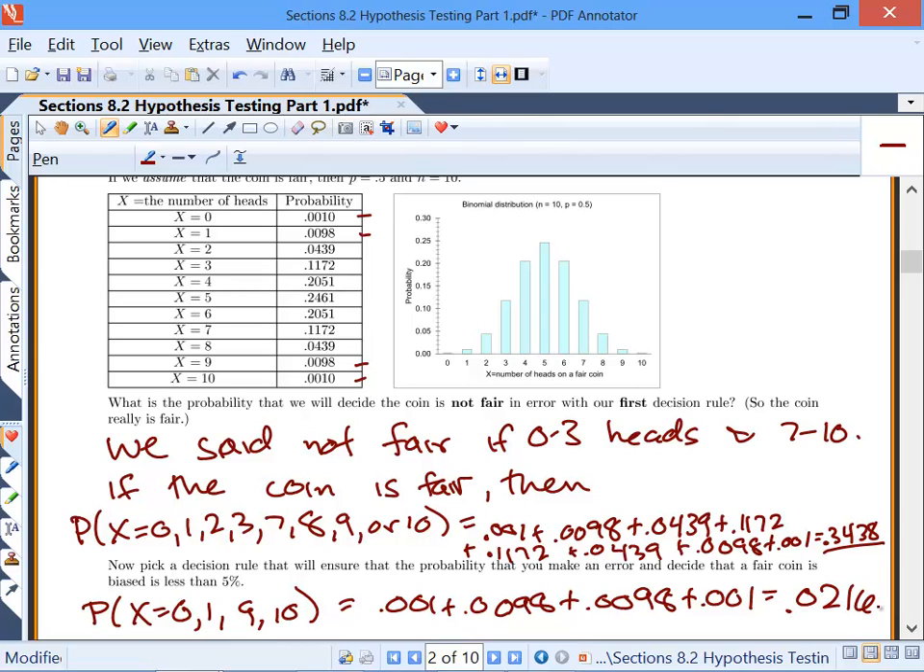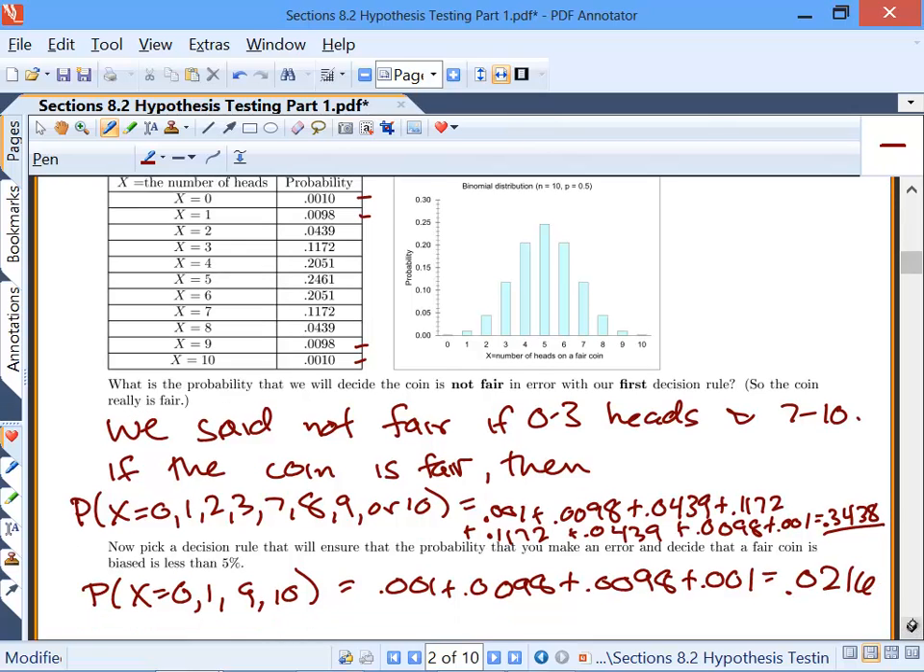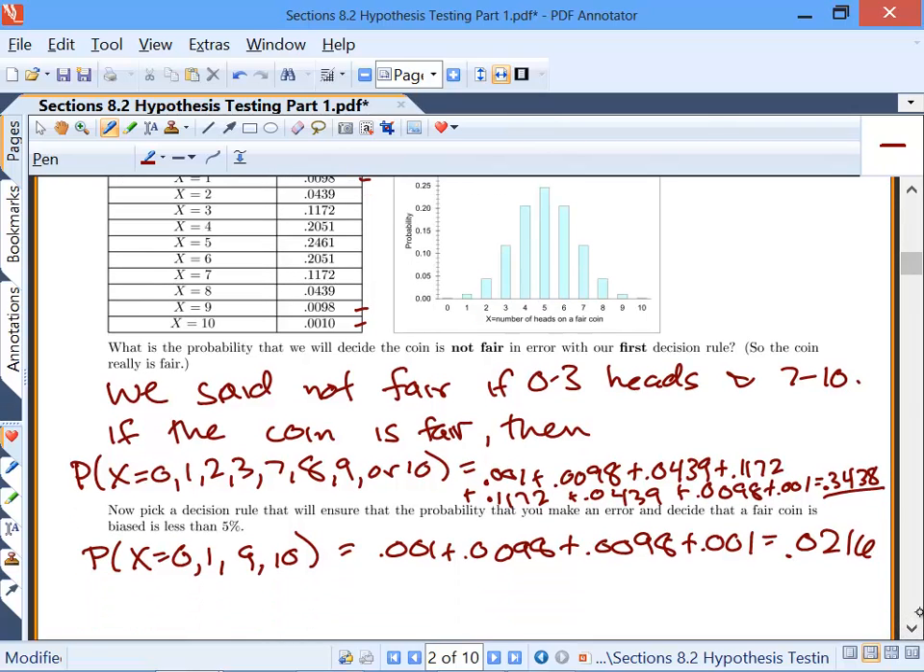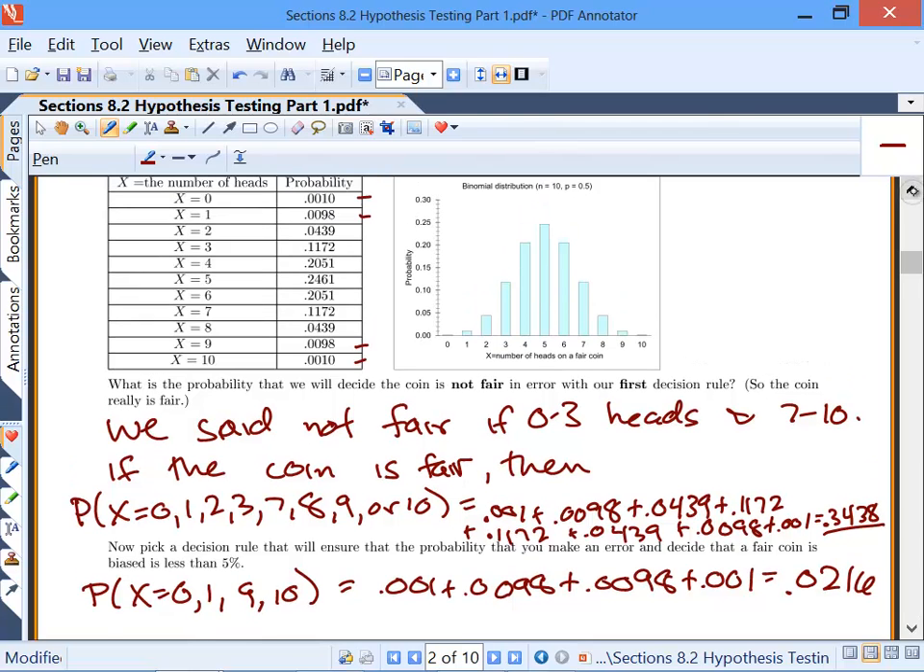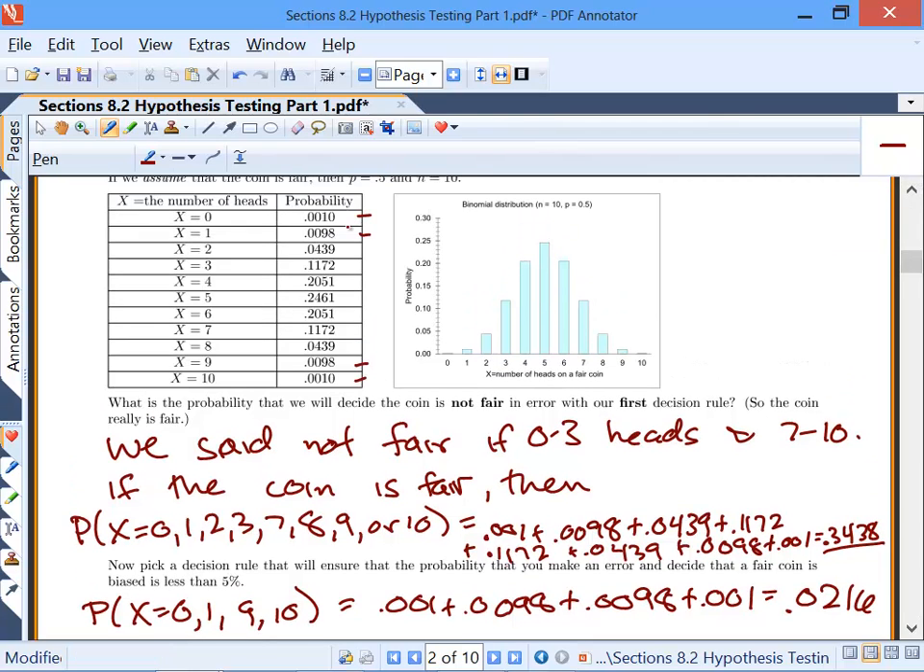Okay. So right now I'm at 0.0216. So the probability of that error would only be 2%. Okay, are there any other values that I can add in without making it over 5%? Nope, that's the most I can do. You might have noticed as I went through that if I picked a 0, I put in the 10. If I picked a 1, I put in the 9. Why did I do that? Because of the symmetry, and each one is equally likely. Yep.